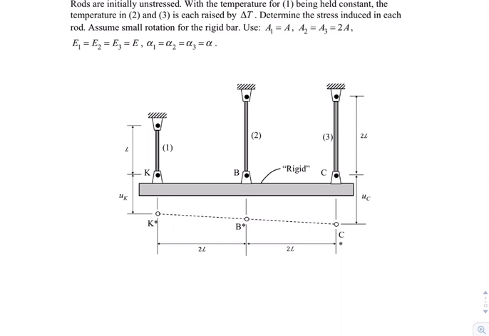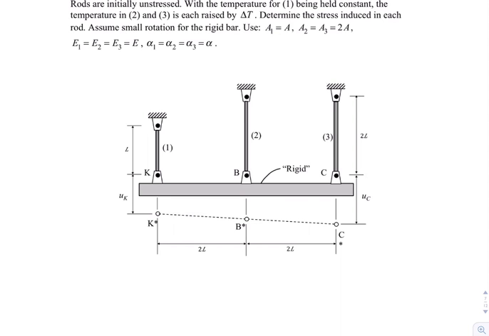For this example, we're looking at a rigid bar, which is connected back to ground by these three rods: 1, 2, and 3. We know all of the properties of the rods. We know their lengths, their cross-sectional areas, their Young's moduli, and their coefficients of thermal expansion. The temperature of rod 1 is held constant, whereas rods 2 and 3 are each raised by the same delta T in temperature. What we want to do is determine the rod stress that we see for 1, 2, and 3.